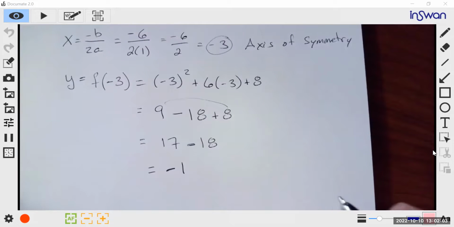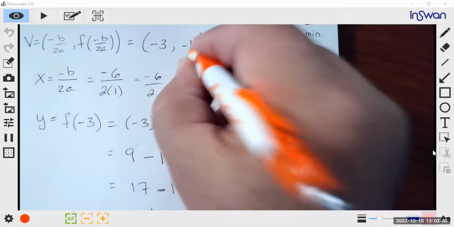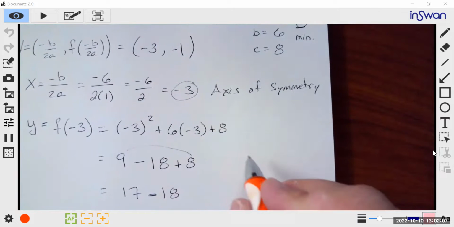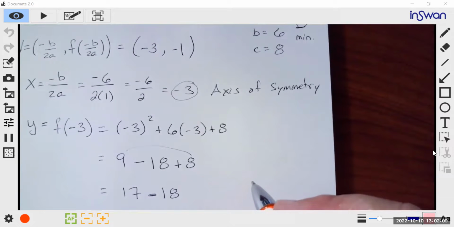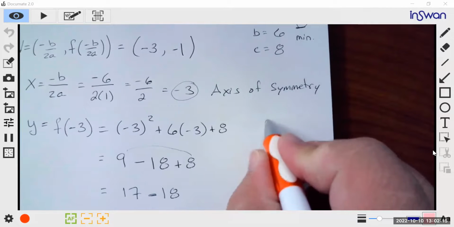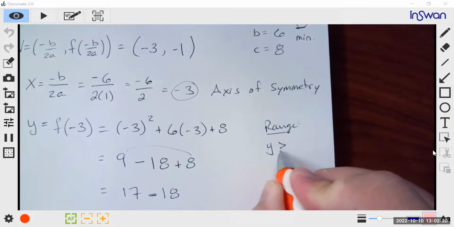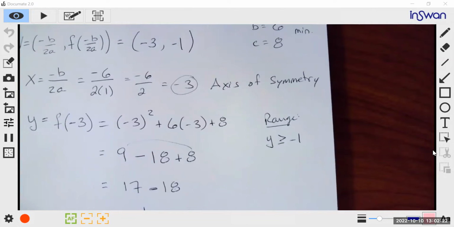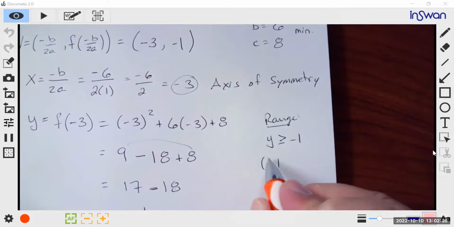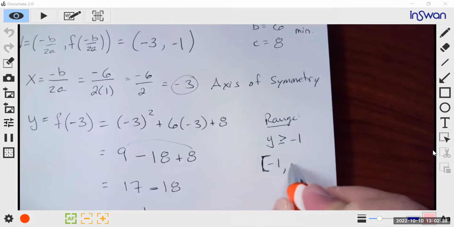So our vertex is at -3, -1. What's our range? Our range is y is greater than or equal to -1, or -1 to infinity.